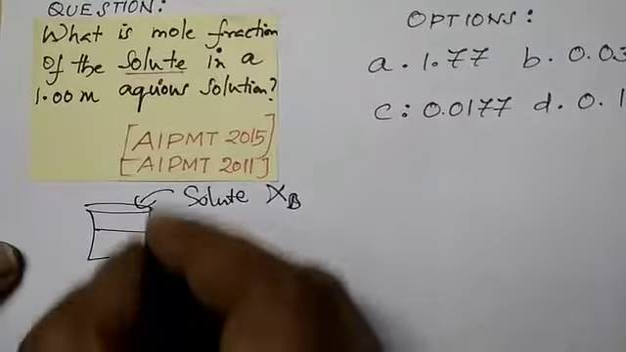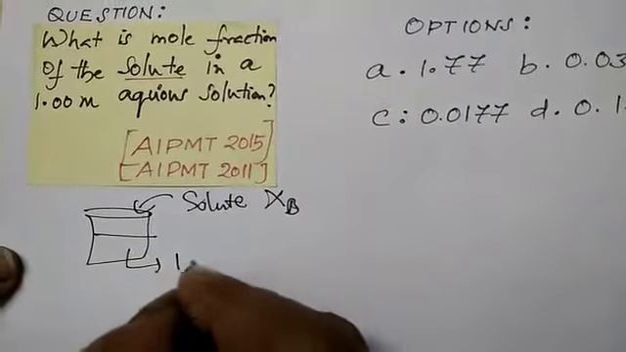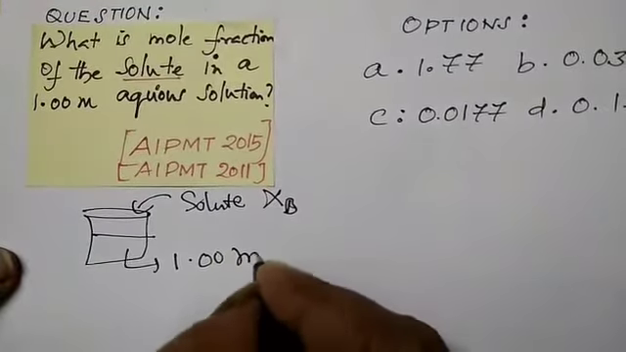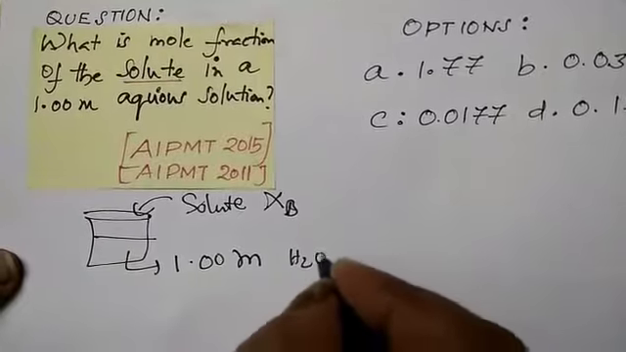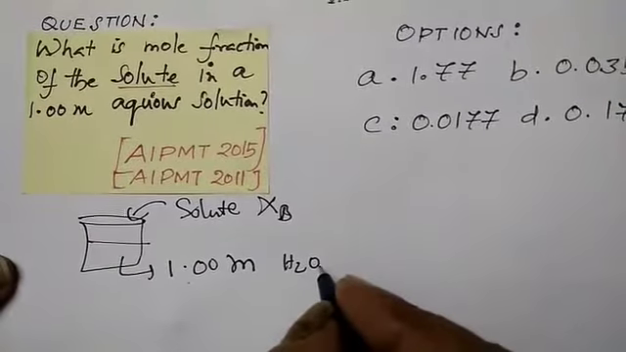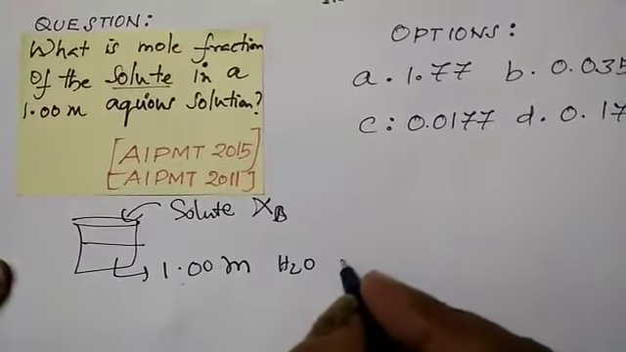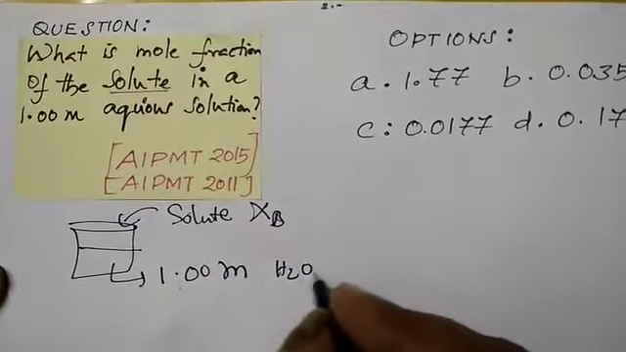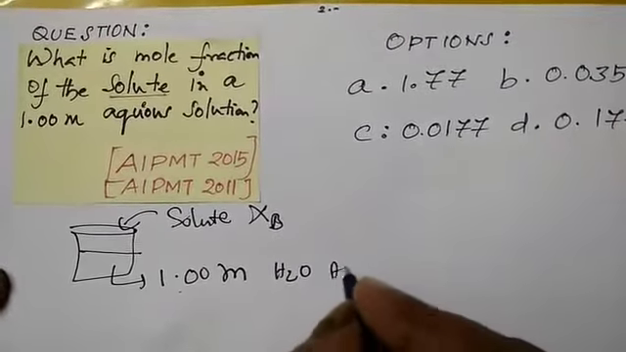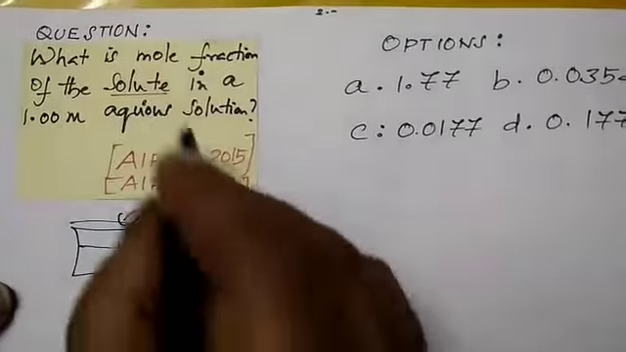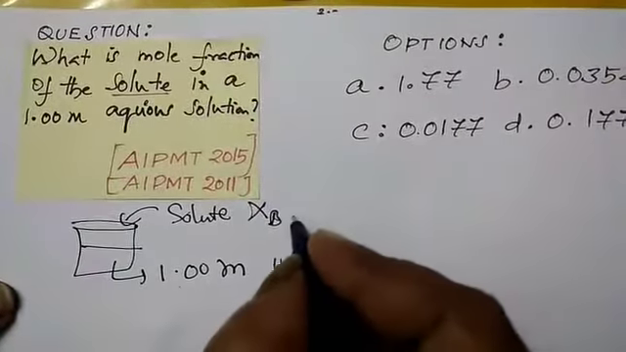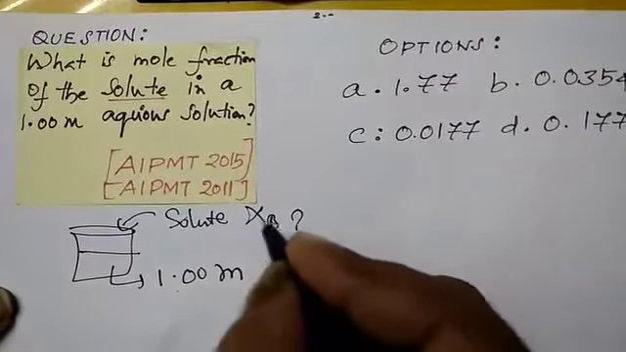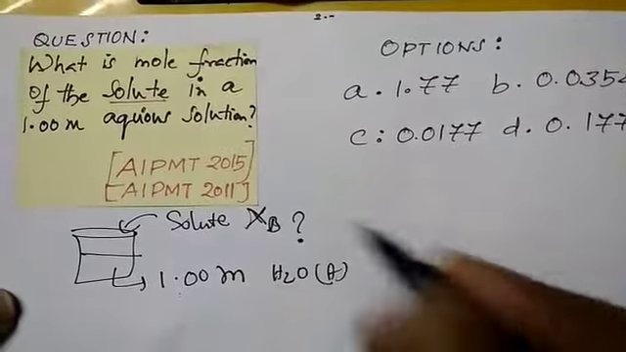Now an aqueous solution is given. 1.00 molality of aqueous solution means water is the solvent. So I am writing that as the solvent. Water is the solvent, so you can take it as A. What they are asking is the mole fraction of solute, so here I am putting the question mark.